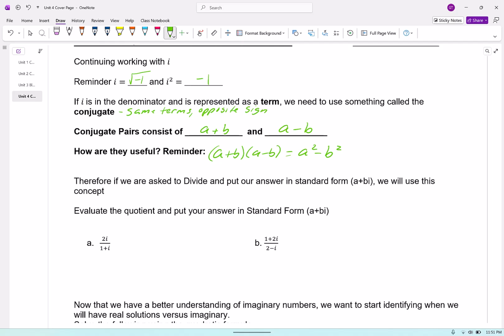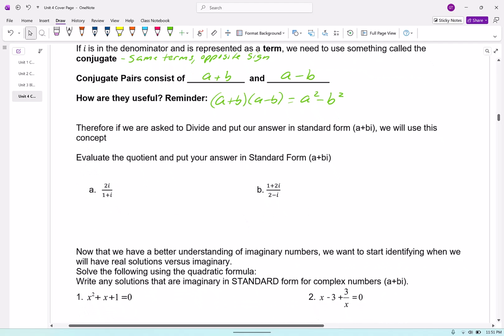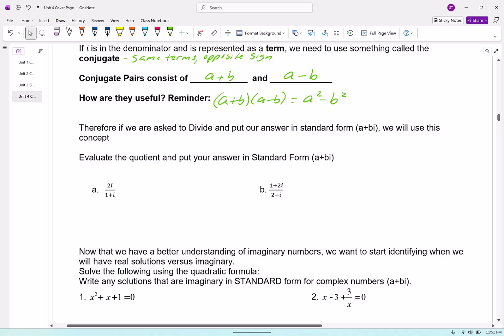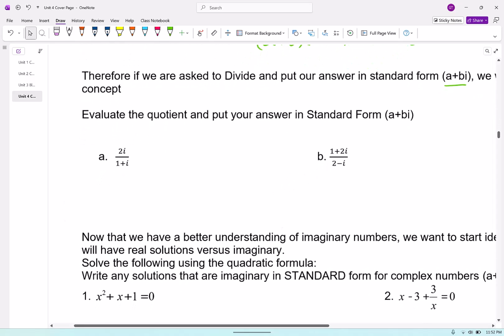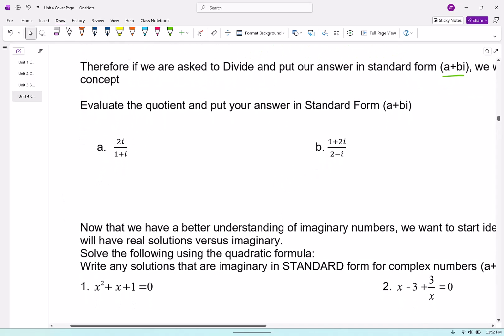If we're asked to divide and put the answer in standard form, remember standard form is a plus bi. That means really nothing in fraction form underneath all of it. a could be a fraction like 1/2, but we don't want something like (5 plus 2i) over 4. We want to actually distribute that 4 to each term, which we'll see here in a second. So we want to answer in a plus bi form.